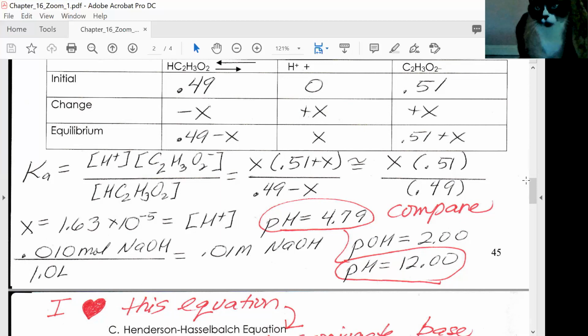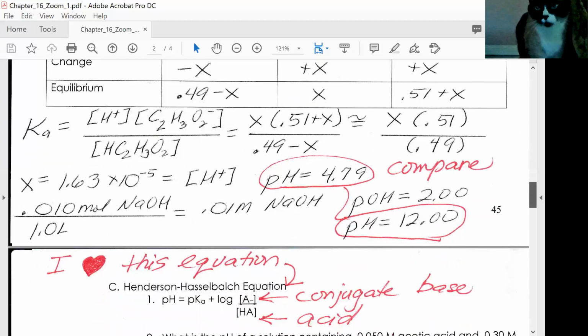Now, if we compare these, we can see that the pH of the water is very basic, whereas the pH of the buffered solution did not change very much at all. So that means the buffered solution is working. Okay, onward.